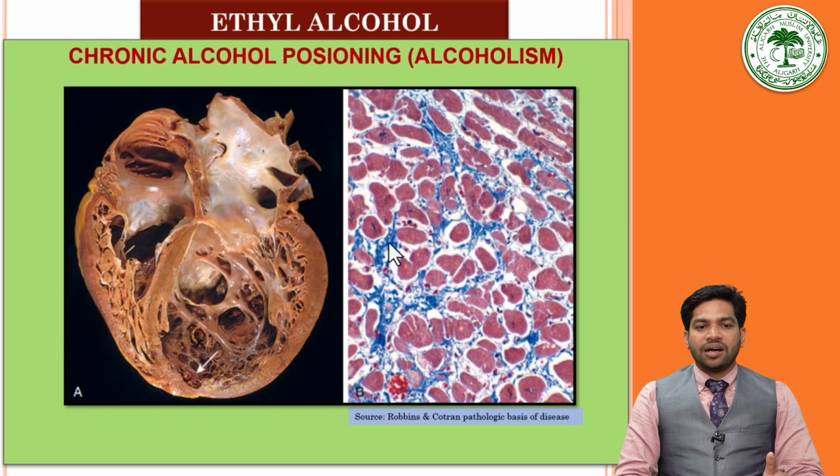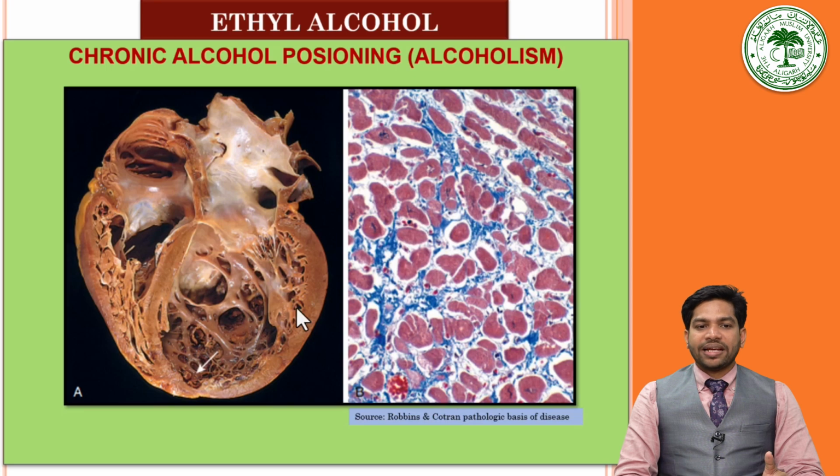Then on the heart, it causes dilated cardiomyopathy. Here the 4-chamber dilatation and hypertrophy are evident. A small mural thrombus can be seen at the apex of the left ventricle. On microscopy, we can see hypertrophy of the myocytes and interstitial fibrosis that has been stained blue with the Masson trichrome stain.